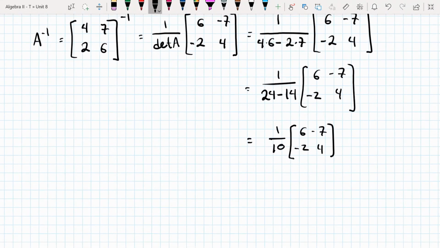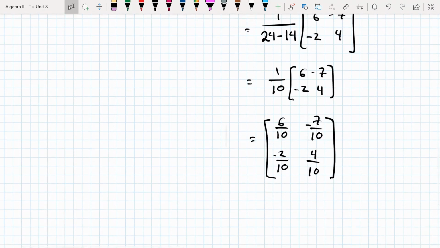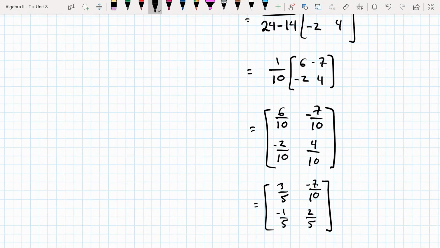Okay. We could leave our answer like this, but for today I'm going to push you guys to simplify it as one matrix. So this becomes 6 over 10, minus 7 over 10, minus 2 over 10, and then positive 4 over 10. And then lastly, we can simplify this one more step if we wanted to. So we get 3 over 5, negative 7 over 10, negative 1/5, and then lastly, 2/5. So this is the answer for our example question here.